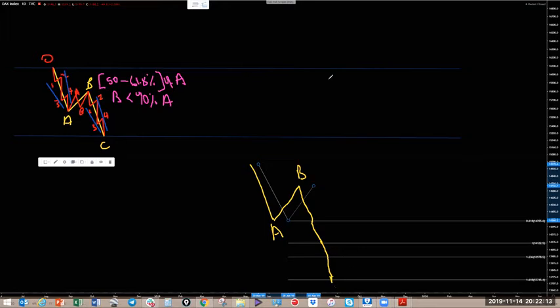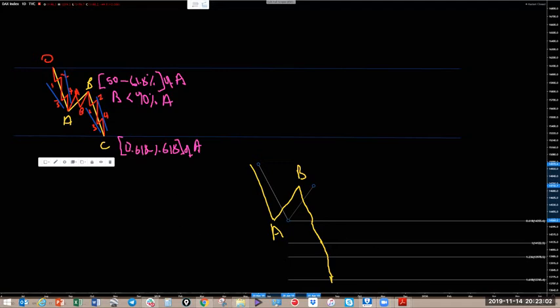Now, let's put this one on here as the levels for a wave C. So wave C should be anywhere between 61.8 to 1.618 of A. Okay, so those are the levels for a wave C.